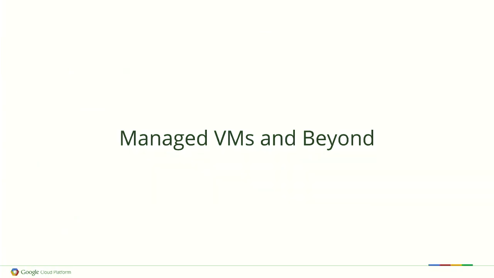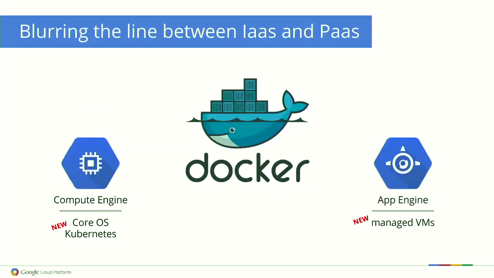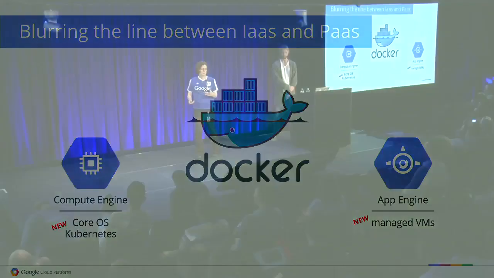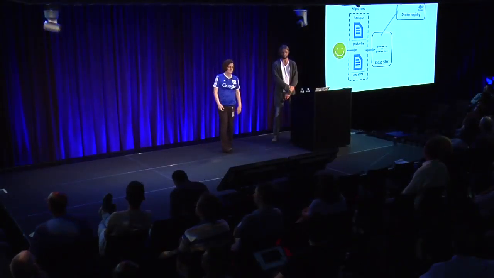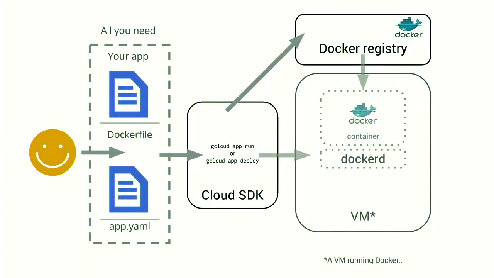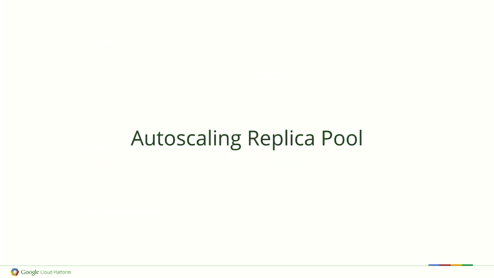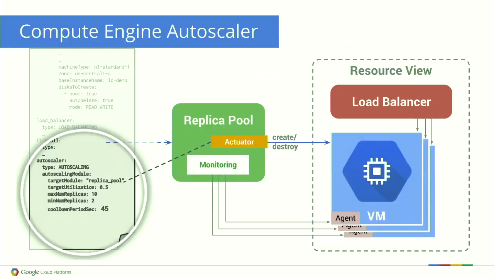Coming soon, beyond managed virtual machines, we have Docker support for managed virtual machines. Effectively, managed virtual machines, instead of being just managed virtual machines, will also run Docker. And it will look something like this: you'll provide a Dockerfile, you'll provide your configuration file, and we will register your Docker image in the Docker registry and then create a container on a virtual machine for you, and that will be what managed virtual machines is based on. Replica pools will auto-scale eventually.